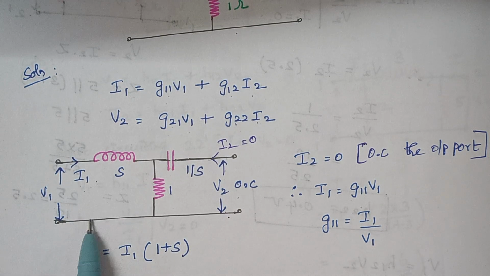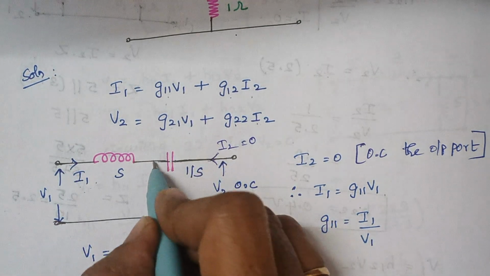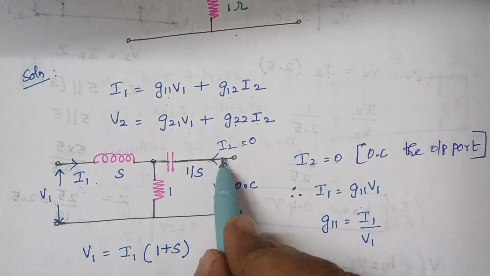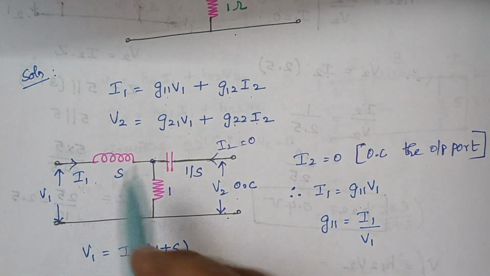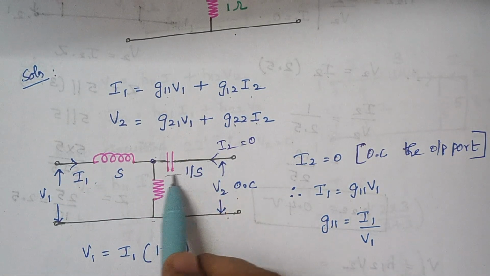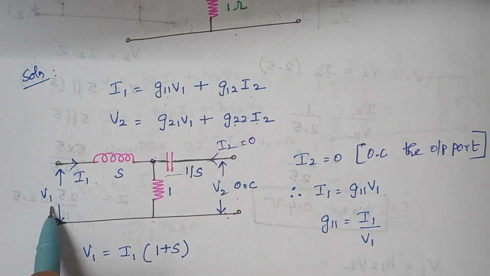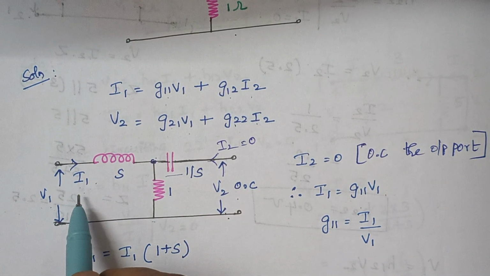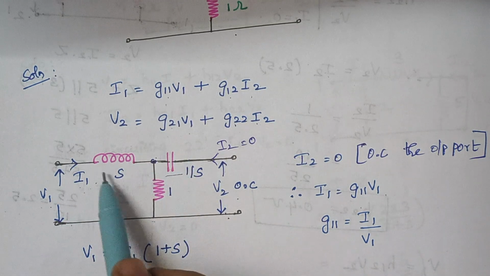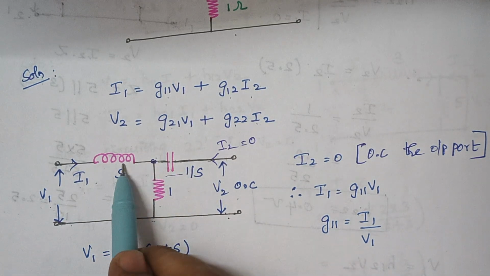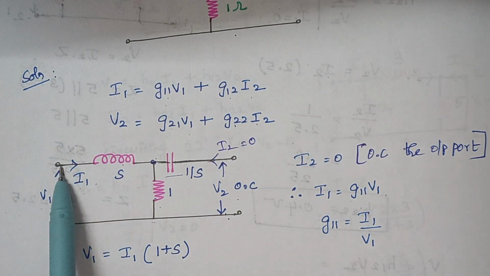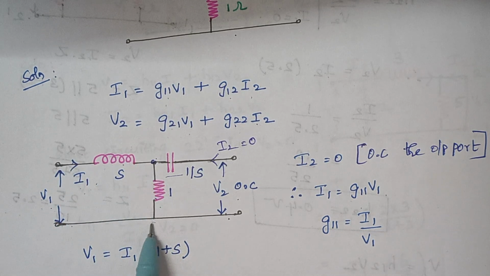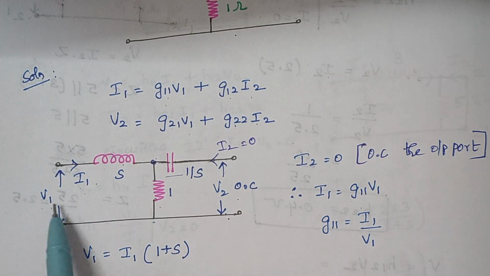When you look at this circuit, this current I1, when it reaches this node, what happens? Here there is an open circuit. Therefore, current will flow through this way. The current won't enter this capacitor. Therefore, V1 is given by I1 into Z. What is the value of Z? It is nothing but S plus 1, because this inductor and this resistor are connected in series. That is, the same current I1 flows through this inductor as well as through this resistor. Therefore, V1 is equal to I1 into S plus 1.